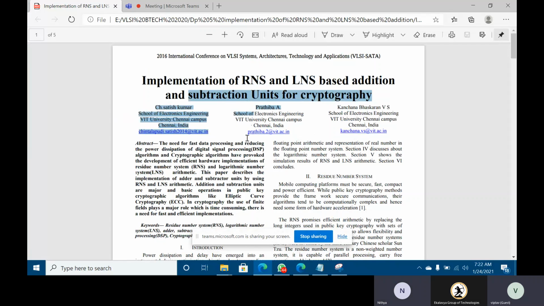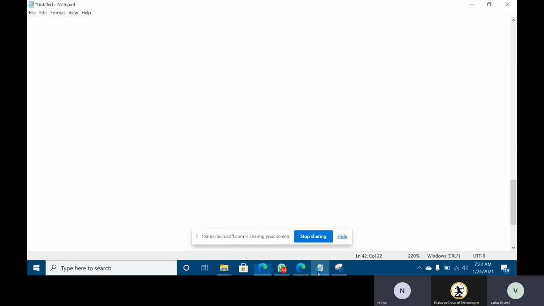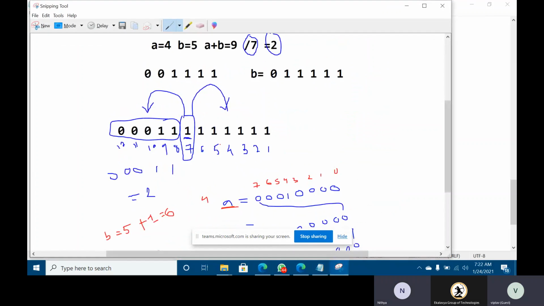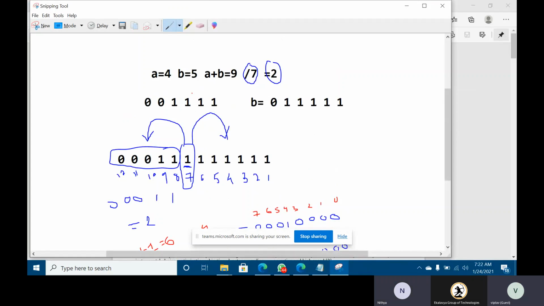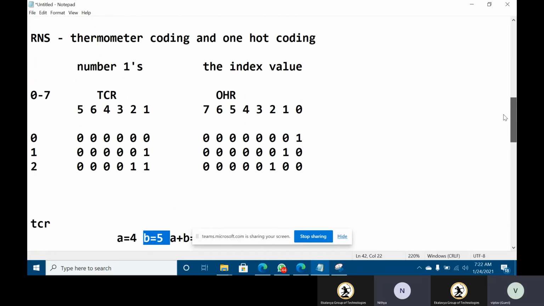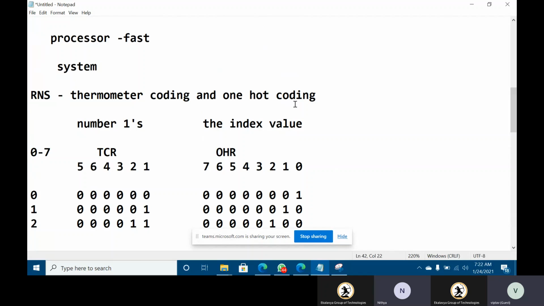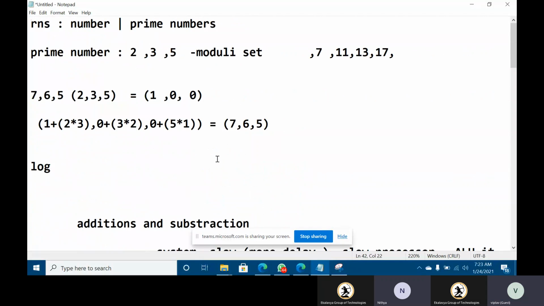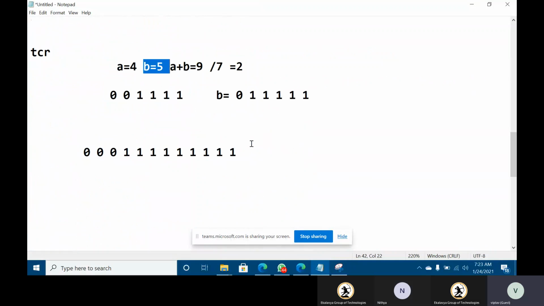Next, we are moving to the extension. What is that extension? One is thermometer coding, and the second is one-hot coding. This is what we are going for in the extension, and we are trying to reduce the power consumption and delay of the circuits. So this is what your project representation is overall.